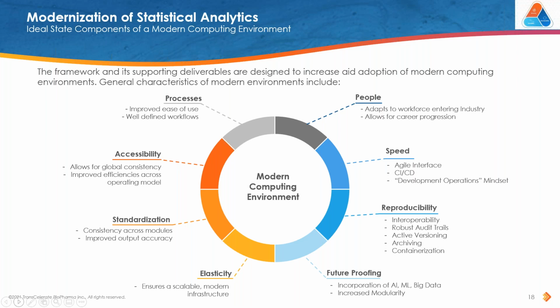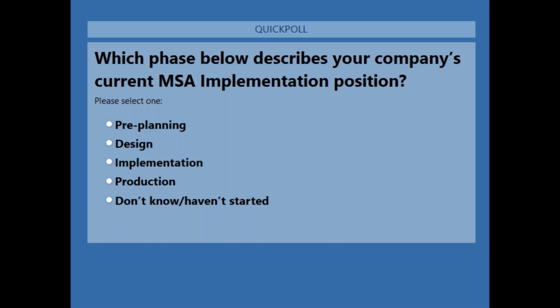So in sum, the framework deliverables aim to increase adoption of modern computing environments. This slide is an overview of a proposed ideal state of components of a modernized computing environment, such as accessibility, speed, reproducibility, and future-proofing. And since, again, my part here is really an intro presentation, I won't go through this slide in detail, but rather we can move on to our next poll, Shannon, and then on to Lynn Taft to review one of the MSA use cases.